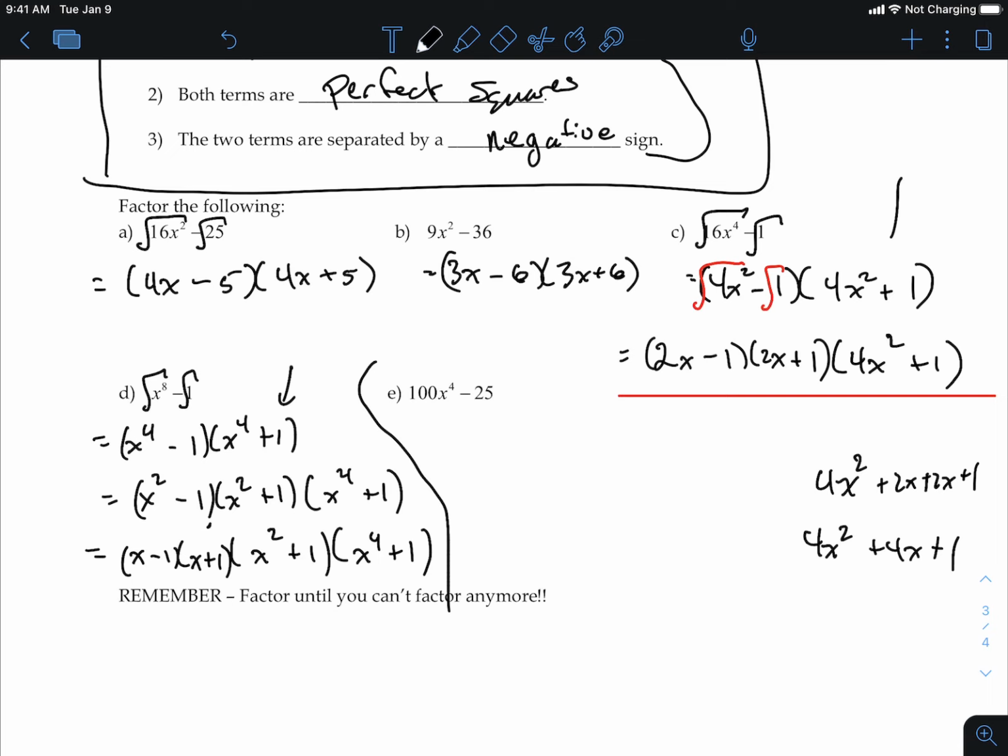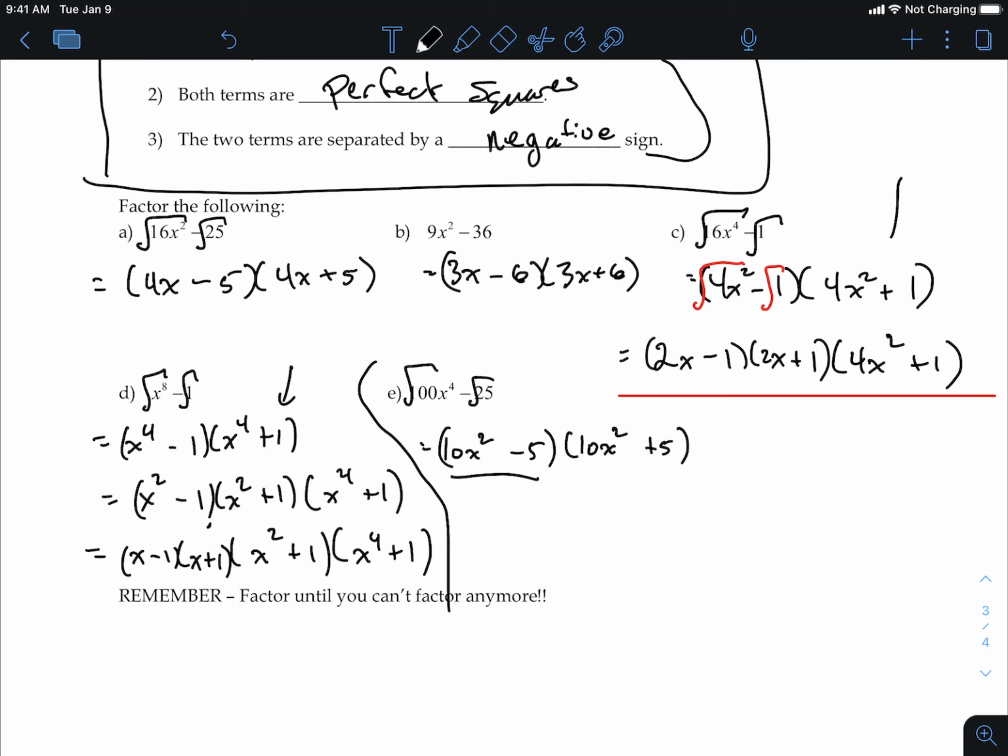Then the last one's virtually identical in the sense that it's still x to the power 4. You're going to square root it, but there's 100 out front. So for this one, square root the first, square root the last. 10x squared minus 5, 10x squared plus 5. I still see a difference of squares here in the first binomial.